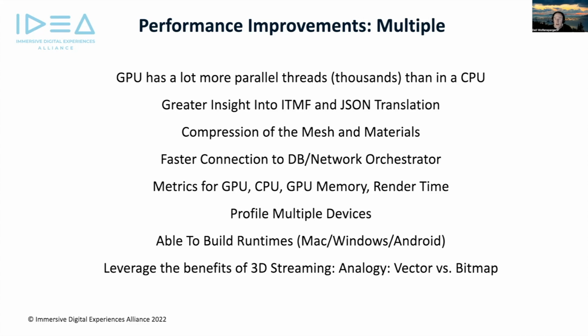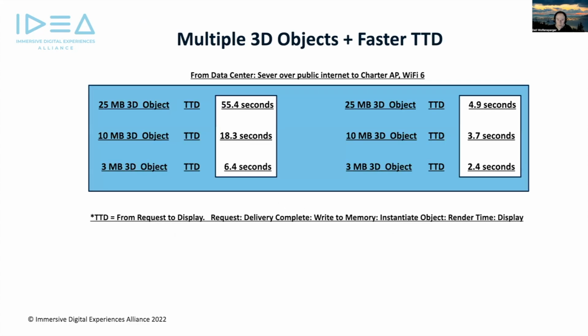And I think we've come a lot closer than we ever have before. Let's talk about speed, because that's so important. When we did the demonstration in October, we were sending a 25 megabyte 3D object in about 55 seconds.